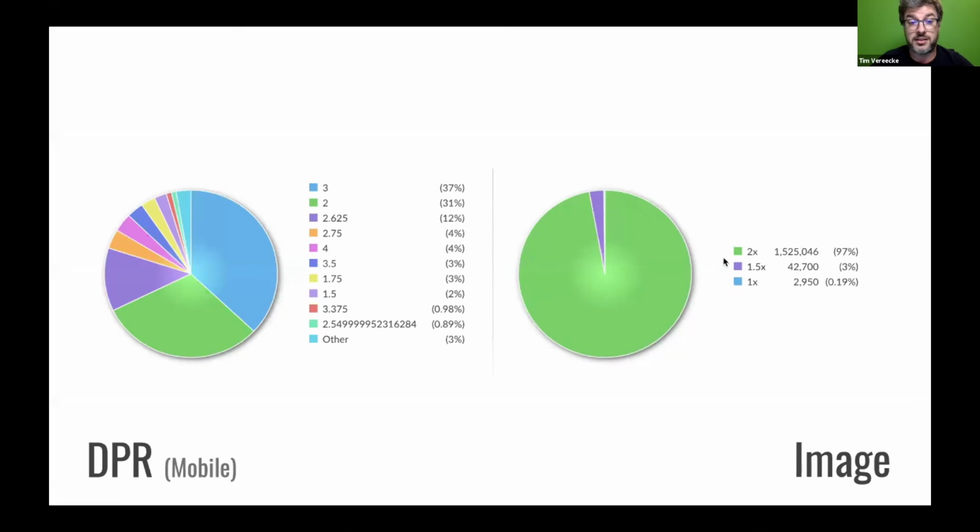And here you then see the same story for mobile: 1x is only 0.19%. In 97% of the cases, I actually ship the 2x variant for my website. Why? 4x, I ship the 2x version. 3.5, the 2x version. 2.625, the 2x version. 2.54999, the 2x version. So this gives me a big bucket to validate the performance.